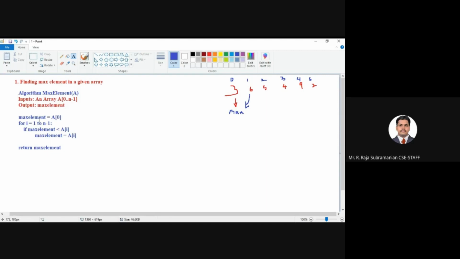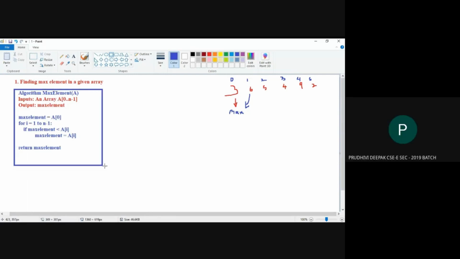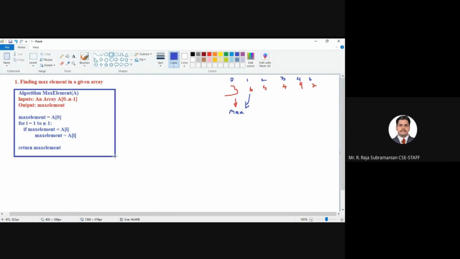Again I'll go to the for loop. Next, 9 less than 2 is actually false. So I'll come out and I will return the max element as 9. Right? Is the algorithm understandable? Is it good? Yes, sir. Now the algorithm is fine.